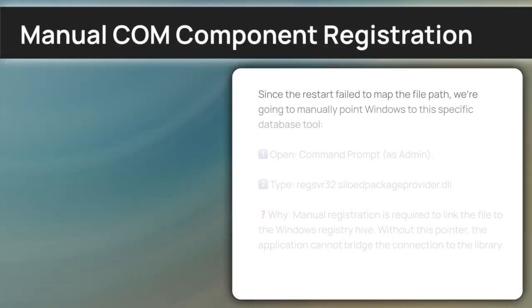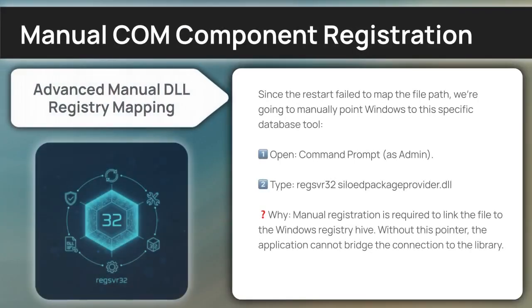If the software remains unresponsive after the reboot, we'll transition to manual environment synchronization. Feel free to pause the video during the sync process. Since the restart failed to map the file path, we're going to manually point Windows to this specific database tool. First, open Command Prompt as admin. Second, type regsvr32, followed by your file name causing the error, then hit Enter.